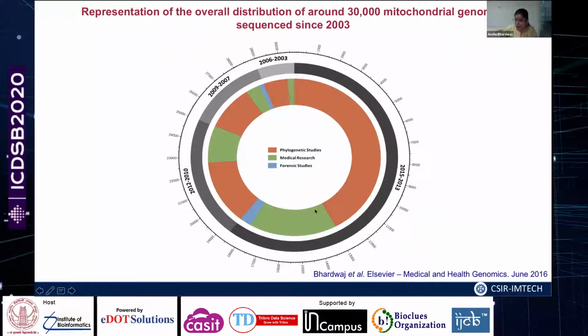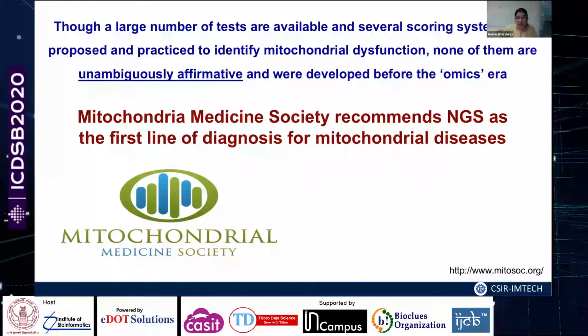Why is it happening? One of the simpler things is this. Though there are a very large number of tests that are available to diagnose mitochondrial diseases, they are not affirmative to 100% value, in the sense that just by one test you cannot diagnose it. That is why the Mitochondrial Medicine Society has recommended next generation sequencing as the first line of diagnosis for mitochondrial diseases, which means that when a patient comes and the doctor feels, based on clinical symptoms, that this person can have a mitochondrial dysfunction, the first step is to sequence the mitochondrial DNA and not the last step. So it actually has a direct clinical application.